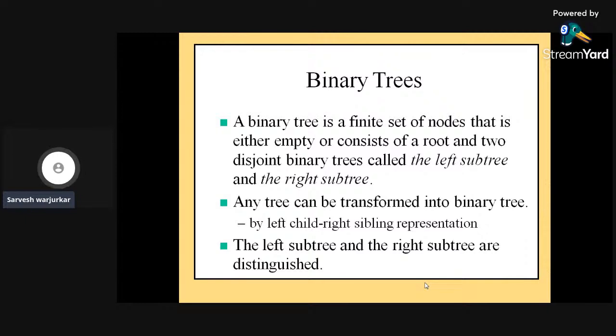The next concept, and the most important concept related to trees, is the binary tree. The definition of a binary tree is very simple. A binary tree is a finite set of nodes that is either empty or consists of a root and two disjoint binary trees, called the left subtree and the right subtree. Any tree can be transformed into a binary tree, maybe by left child right sibling representation, where the left subtree and the right subtree are distinguished.